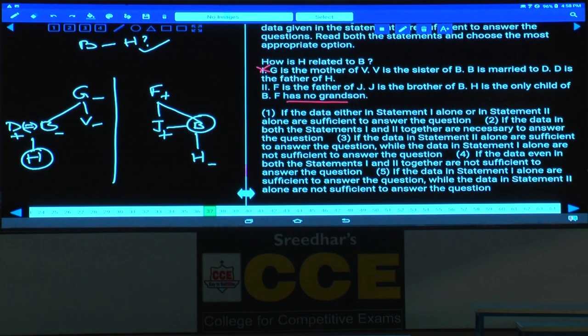Now we are able to determine a unique answer. H is the daughter of B. Hence, how did I get the answer here? Only by taking condition number 2. Hence, 2 alone is sufficient. That is choice 3.